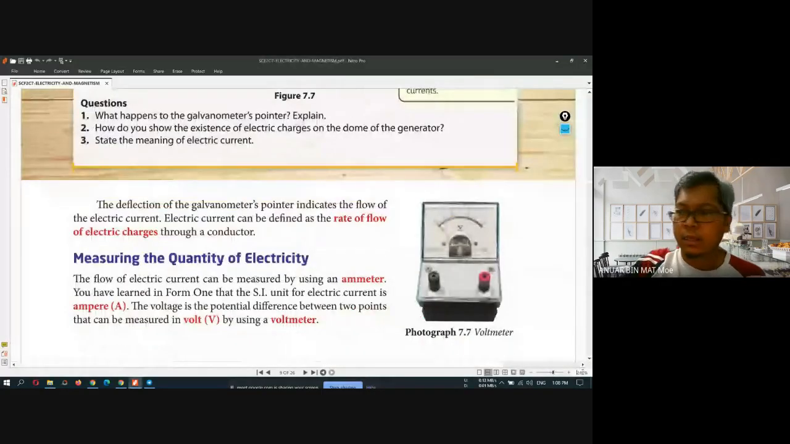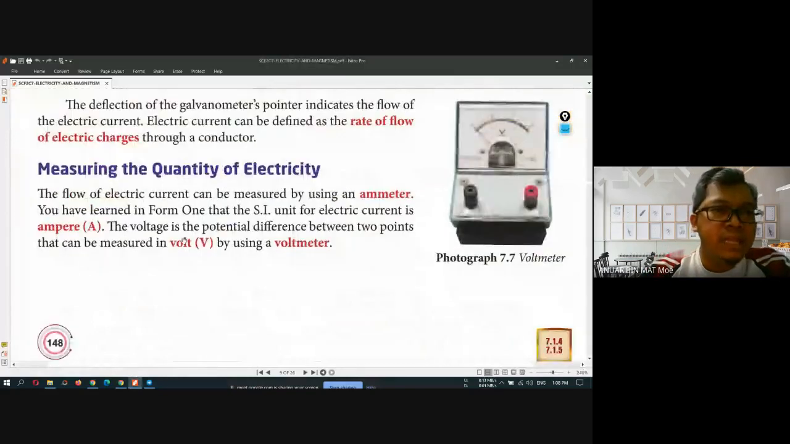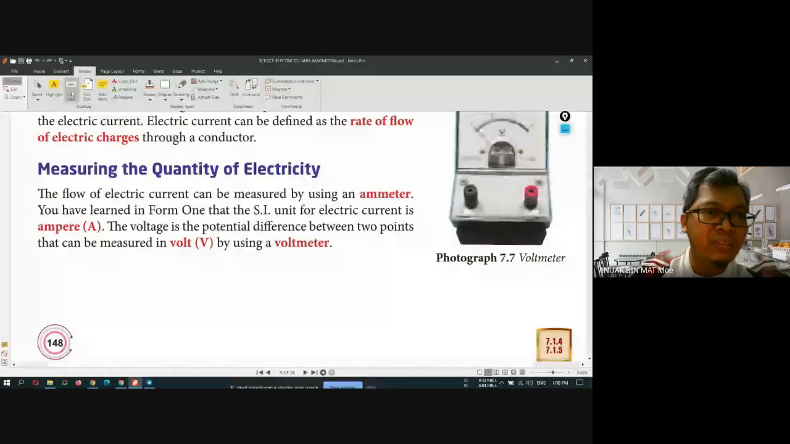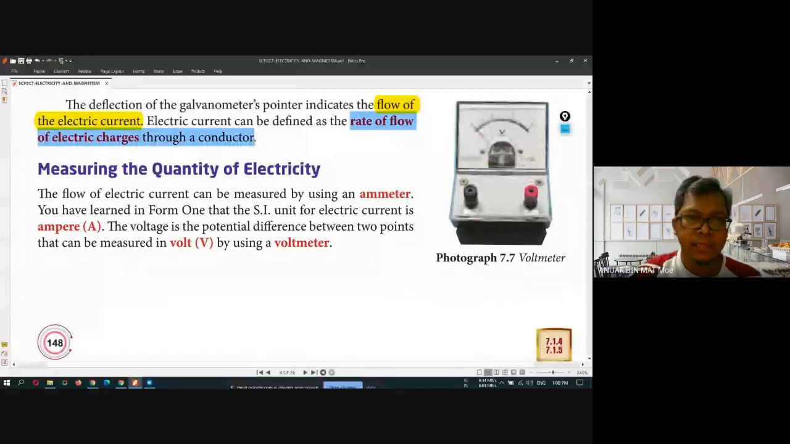The deflection of the galvanometer pointer indicates the flow of electric current. And that electric current can be defined as the rate of flow of electric charges through a conductor. Next one, measuring the quantity of electricity.